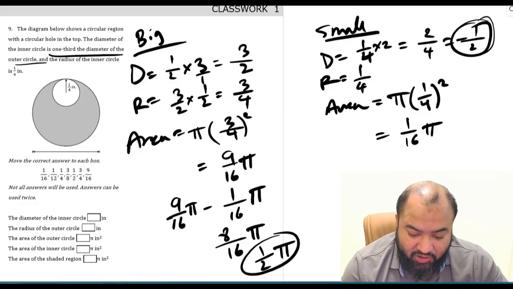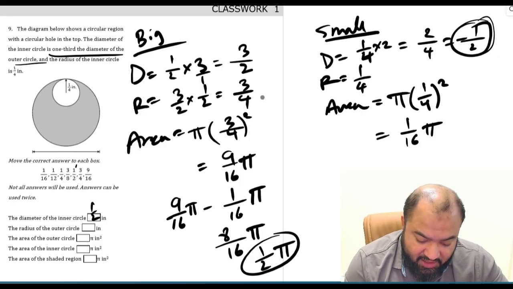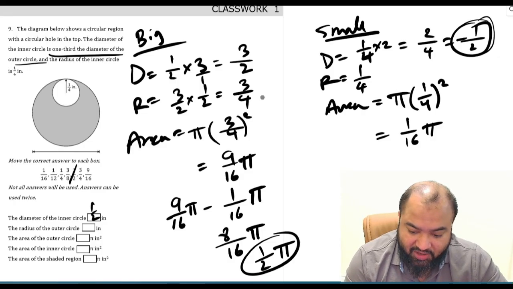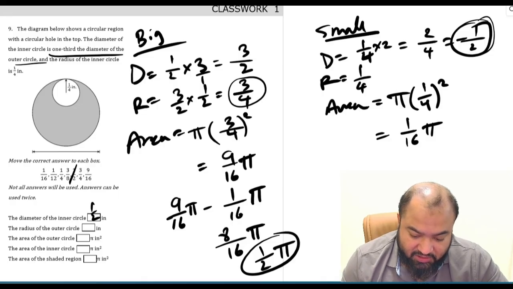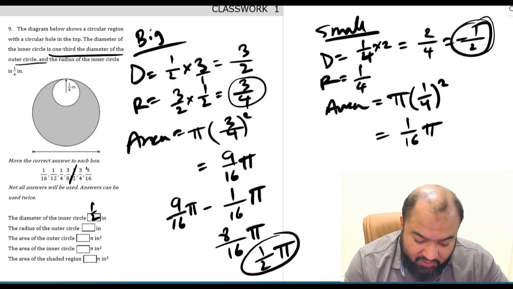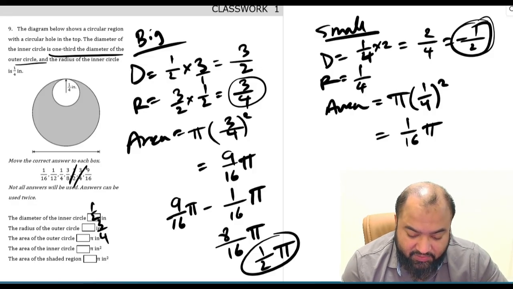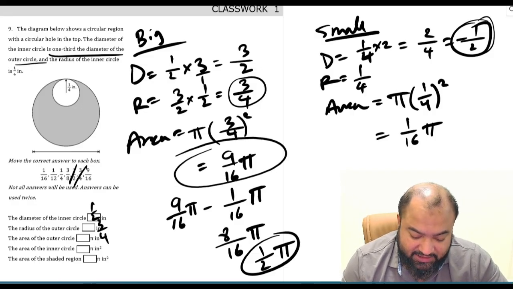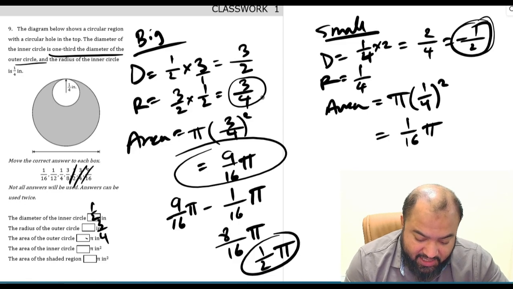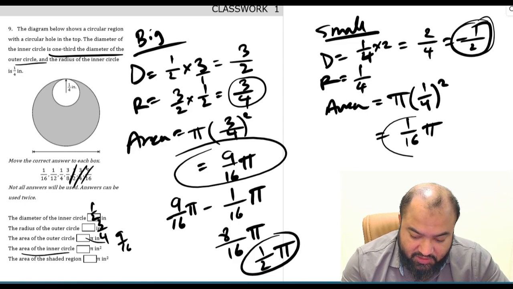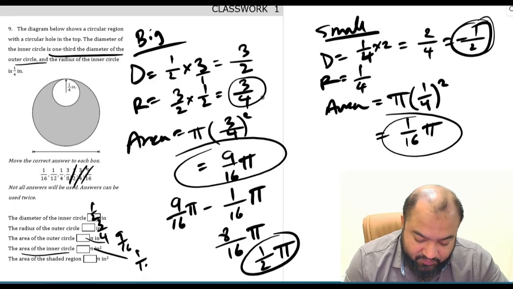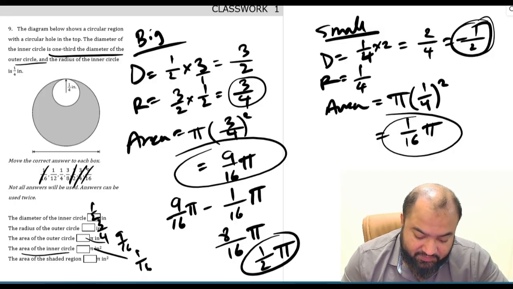Diameter of the inner circle. Okay, inner one is the baby one. So diameter of the inner circle is half. We have half. Okay. The radius of the outer circle. Radius of the outer circle is 3/4. We have 3/4. Now the area of the outer circle. So area of the outer circle is this one, 9/16 pi. We have that. So 9/16. The area of the inner circle, that's 1/16. We have that as well. And the area of the shaded, 1/2.